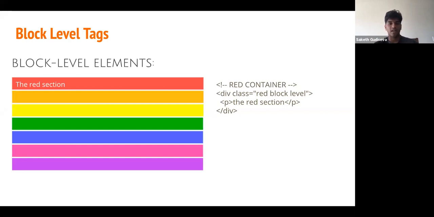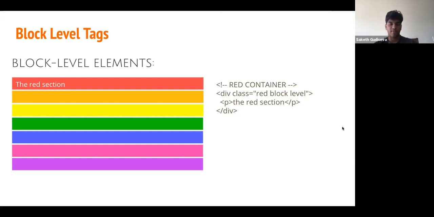So each color is a separate block level tag, and to the right, I've shown how the code for this might look. A div tag is the block level tag, and I gave it the class name of red block. And then within the div tag, I have an inline tag that writes that this is the red section, and you can see that displayed on the left.